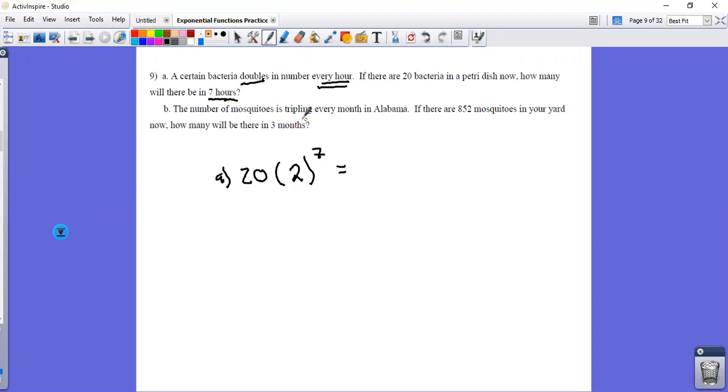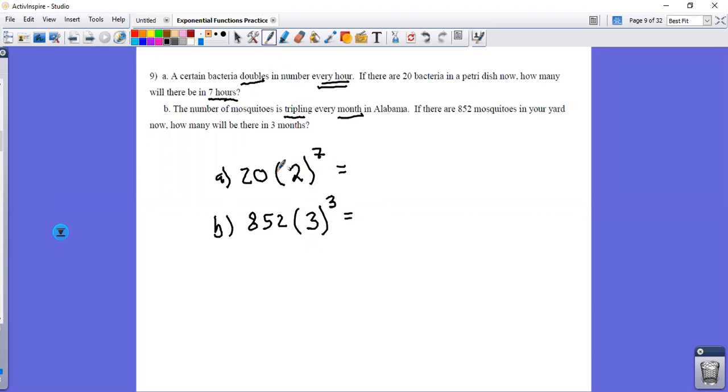The number of mosquitoes is tripling every month. They start out with 852 mosquitoes. I don't know how they counted them, but they did. Tripling is 3, and every month. So how many will there be in 3 months? To the third power. And then you can plug that in. But just when it says doubles or triples, that's your base.